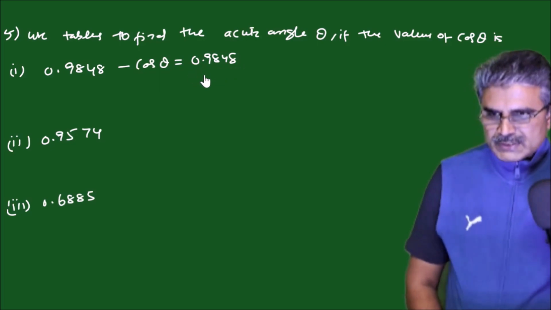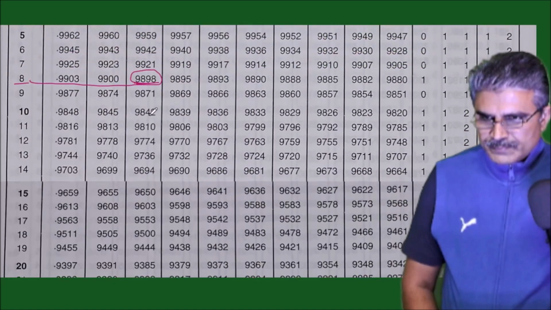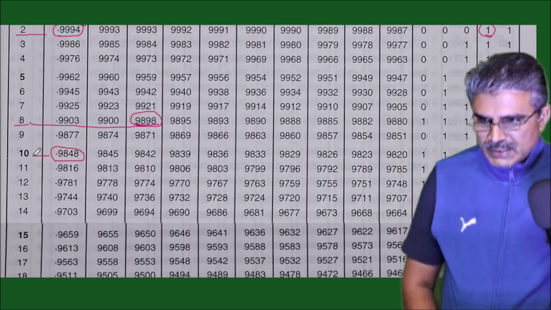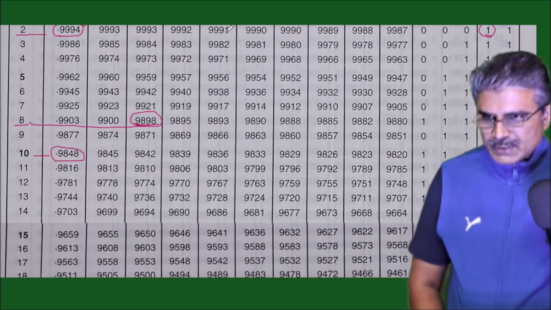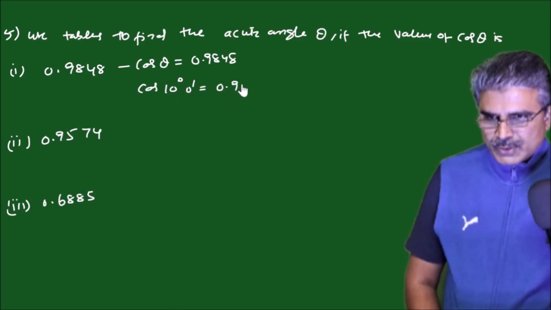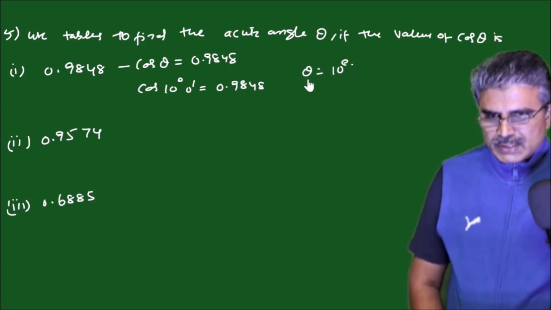So we need to find cos theta whose value is 0.9848. Let's check in the cos table. 9848, so here it is. 9848 is at 10 degrees 0 minutes. So at cos 10 degrees 0 minutes we have the value 0.9848. So theta is 10 degrees.